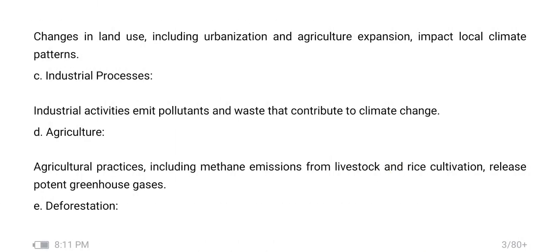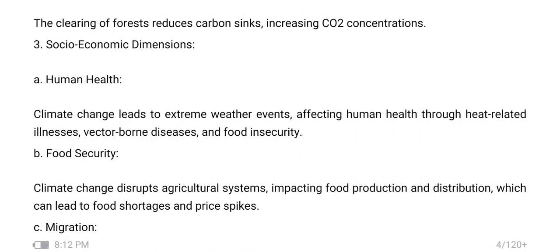Land use changes. Changes in land use, including urbanization and agriculture expansion, impact local climate patterns. Then industrial processes. Industrial activities emit pollutants and waste that contribute to climate change. Agricultural practices, including methane emissions from livestock and rice cultivation, release potent greenhouse gases. Deforestation. The clearing of forests reduces carbon sinks, increasing CO2 concentrations.